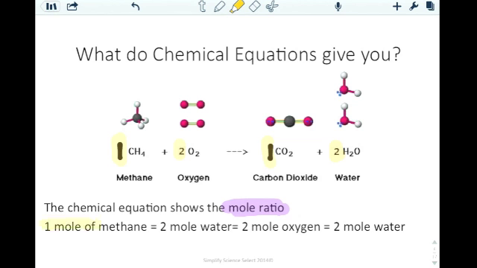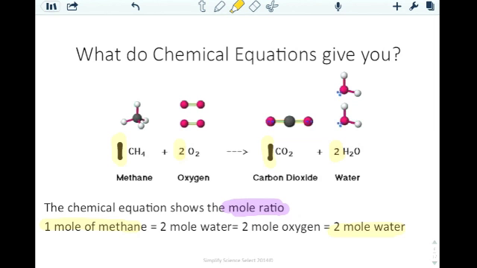So 1 mole of methane equals 2 moles of water. 1 mole of methane equals 2 moles of oxygen. There's a 2. 1 mole of methane equals 2 moles of, we have water again, but basically whatever it's set up to, that's what it equals.